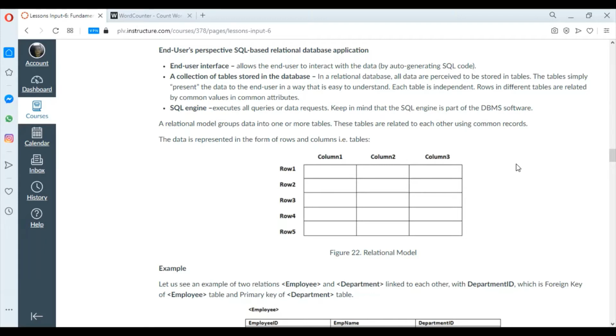So a relational model groups data into one or more tables. These tables are related to each other using common records. The data is represented in the form of rows and columns, or tables.